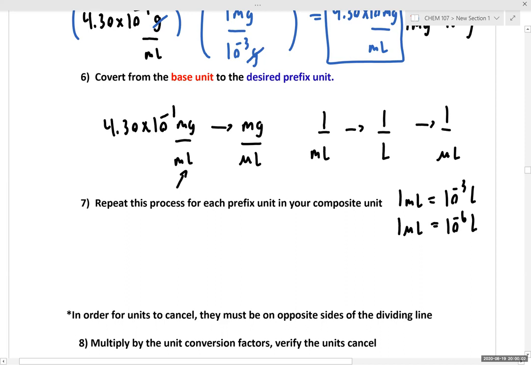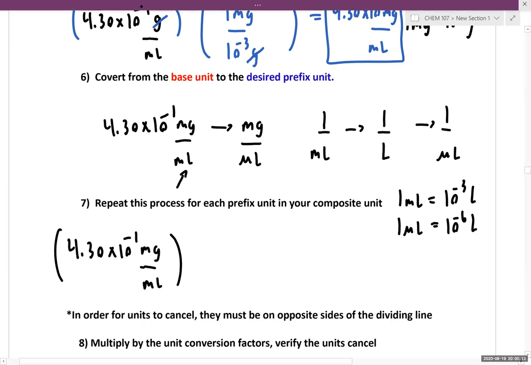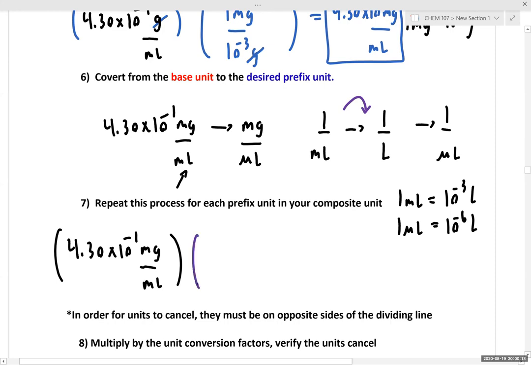Okay, so if we're starting off with 4.30 times 10 to the negative first milligram per milliliter, if we want to cancel our milliliters and we want to go from 1 over milliliter to 1 over liter, where does our unit of liters need to be? On the top or the bottom? And really just look at our solution map and tell me, where does our unit of liters need to be? On the top or on the bottom?